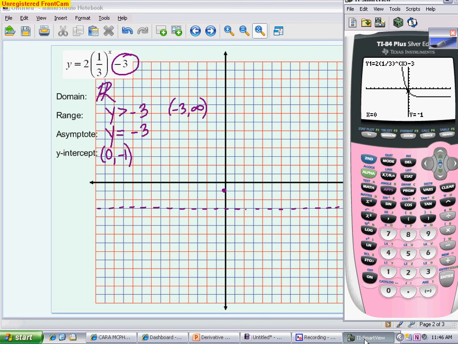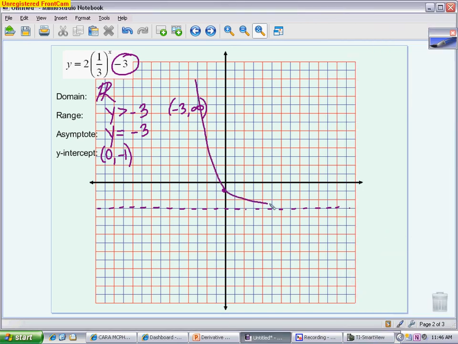Really, it's just a matter of showing the correct shape. You have a sharp decrease. You're going through your y-intercept, and then you should be flattening out, kind of hovering right over that asymptote.